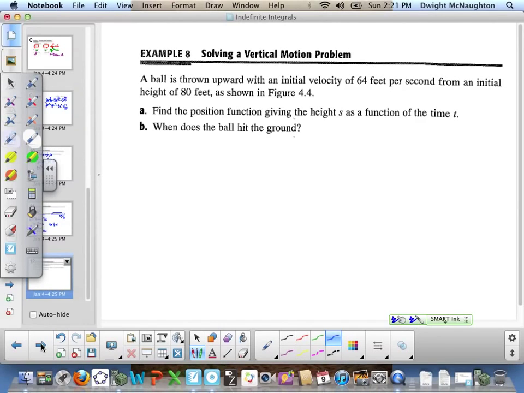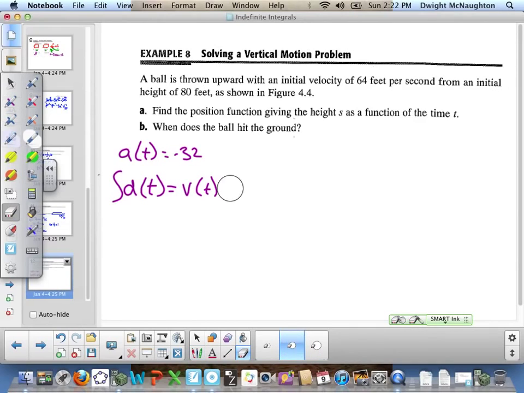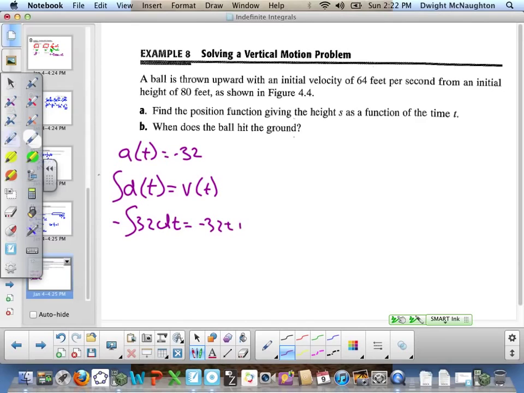Here's the story problem we'll solve through finding the general solution and then the particular solution. A ball is thrown upward with an initial velocity of 64 feet per second from an initial height of 80 feet, as shown in figure 4.4. All right? Acceleration due to gravity is negative 32. We'll take the antiderivative of acceleration to find position. So the antiderivative of negative 32 with respect to t is negative 32t plus c.